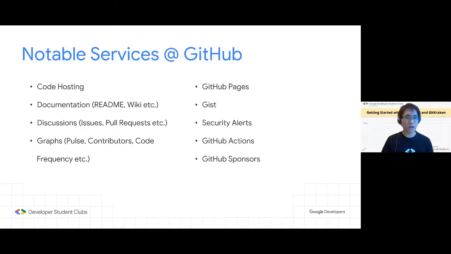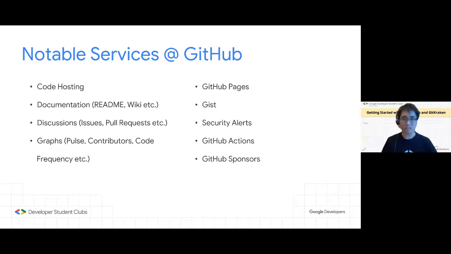There are a bunch of notable services at GitHub, including code hosting, which is what we normally use. We have documentation, README wikis, which is very nice if, let's say, you have a larger project, and you can have discussions, issues, pull requests. You can just pull and then decide to merge in GitHub. And then we also have graphs, so pulse, contributors, code frequencies. This one will be very useful when you want to catch that sleeping team member of yours.